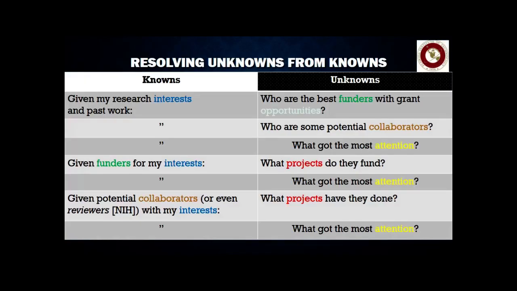All right, so textually, let's phrase it this way. We did the visual way, and basically this is the same thing, but in words. So you know your research interests and your past work. From that, who are the best funders with grant opportunities for those interests? Also, given my interests, who are some potential collaborators? And what got the most attention out of their work, or the projects that came out of the opportunities they got?